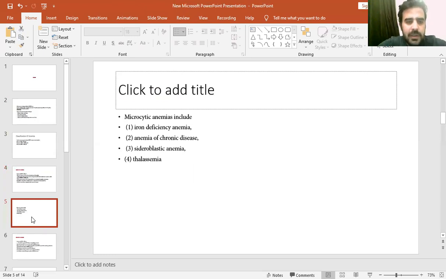I've listed the different conditions included in microcytic anemia. First, the most important one, iron deficiency anemia, then anemia of chronic diseases, then sideroblastic anemia, and thalassemia. These are the conditions in which microcytosis occurs, and the anemia occurring in them we call microcytic anemia.